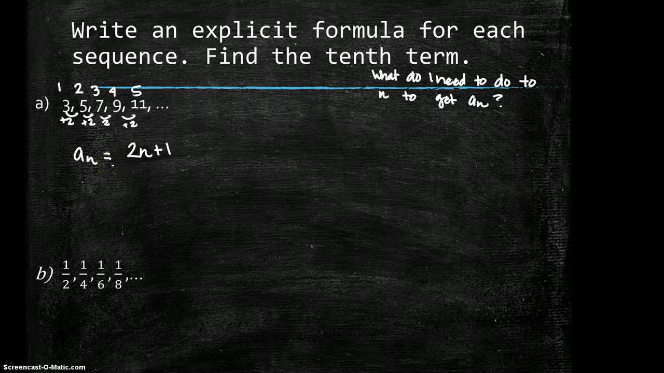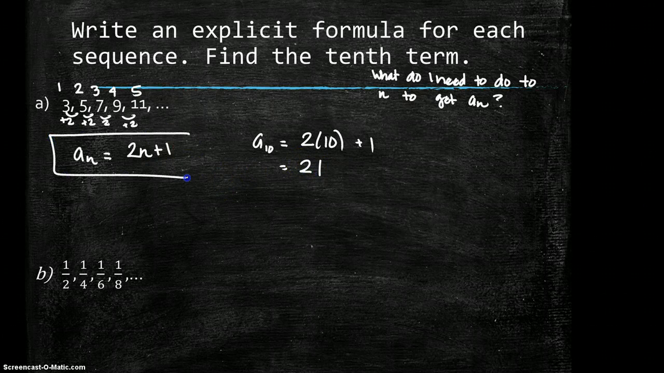Now, the other part of this is to find the 10th term. So a sub 10 is equal to 2 times 10 plus 1. This way, I don't have to keep adding 2, add 2, add 2. I can just plug it into my formula to get the 10th term. So 2 times 10 is 20, plus 1 is 21. That's your 10th term. So 2 answers, 1, 2.